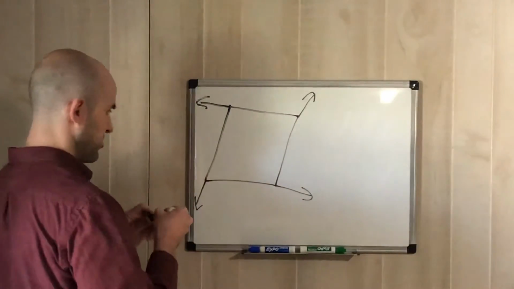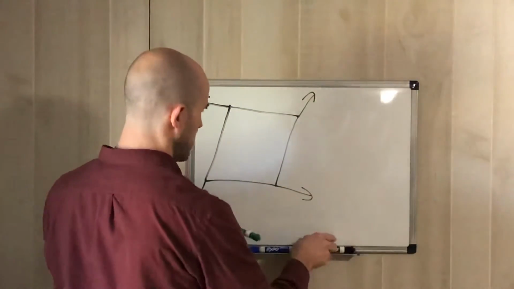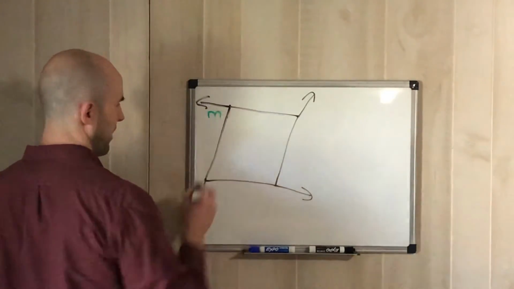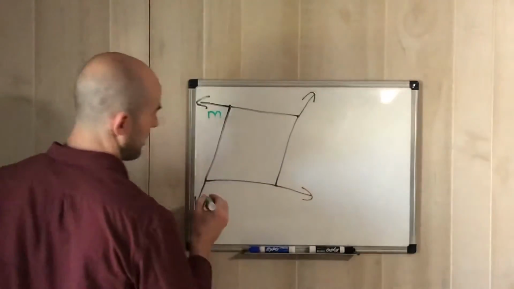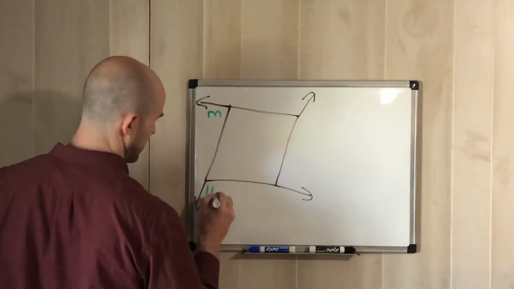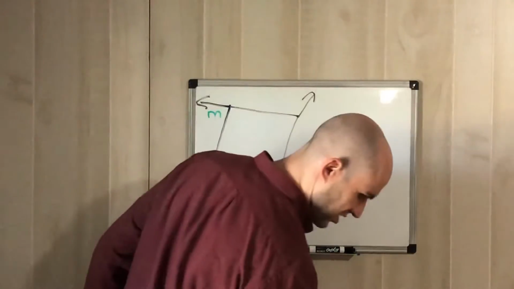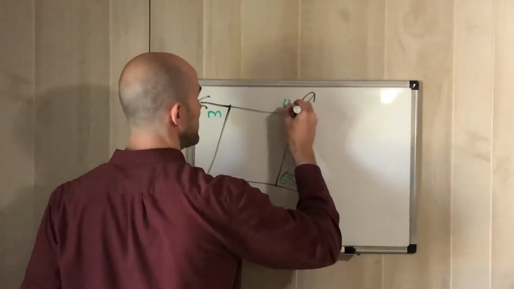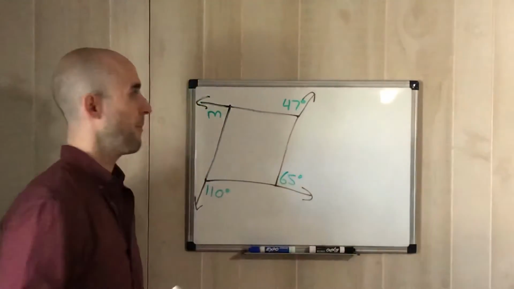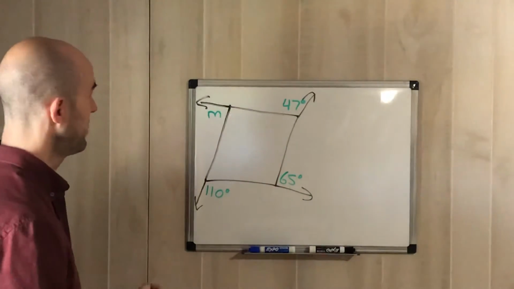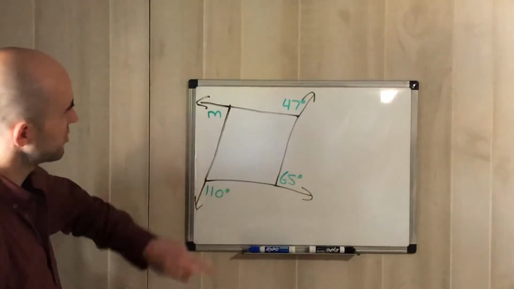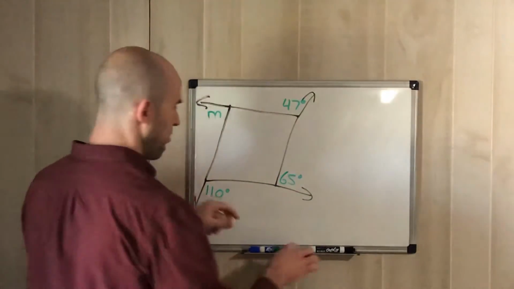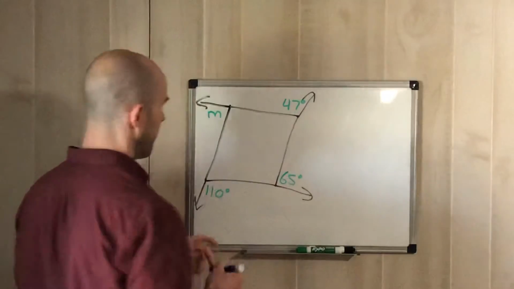And so I'm going to put measures here. Again, we're dealing with exterior angles. I'm going to make this one M, right? I'm going to make this angle here 110 degrees. And then again, just going by measures. The measures are not accurate to the figure, guys, just because I don't want to spend that much time trying to make it look perfect. So we have M, we have 110, we have 65, we have 47, right? And what we want to do is determine the measure of angle M.